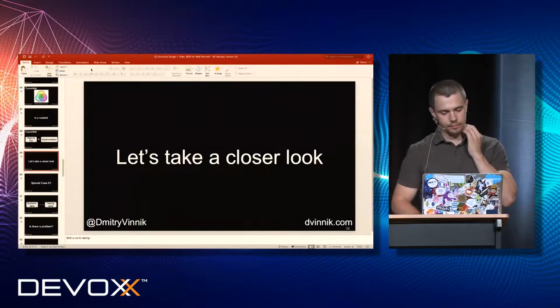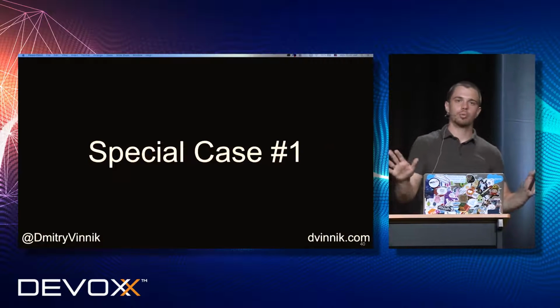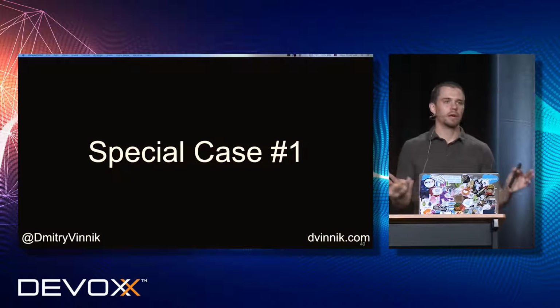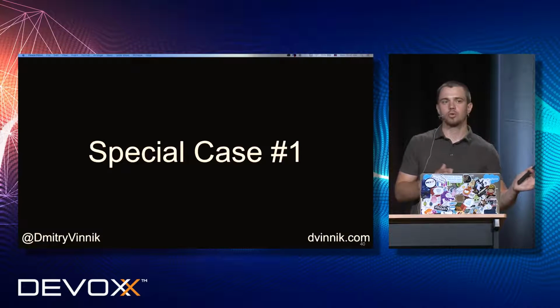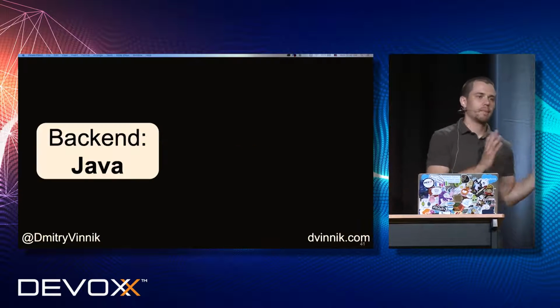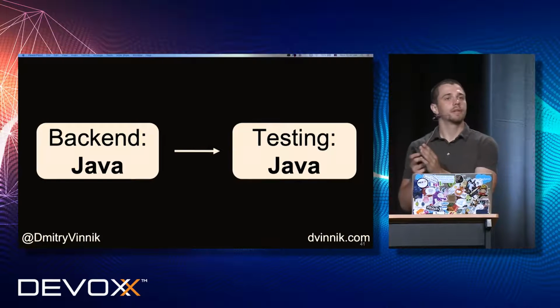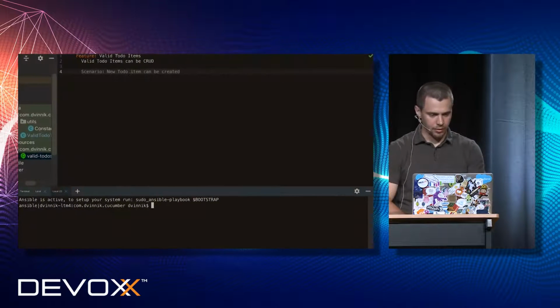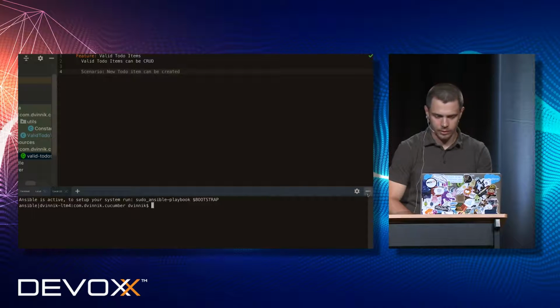All right, before I do that, two more slides I want to show. As any consultant would say, it depends. So in this scenario for BDD using Cucumber, let's look at the first special case we'll be discussing today. We have a backend written in Java, and we will have testing with Cucumber written in Java as well. So let's take a quick look at that. All right, this is it.